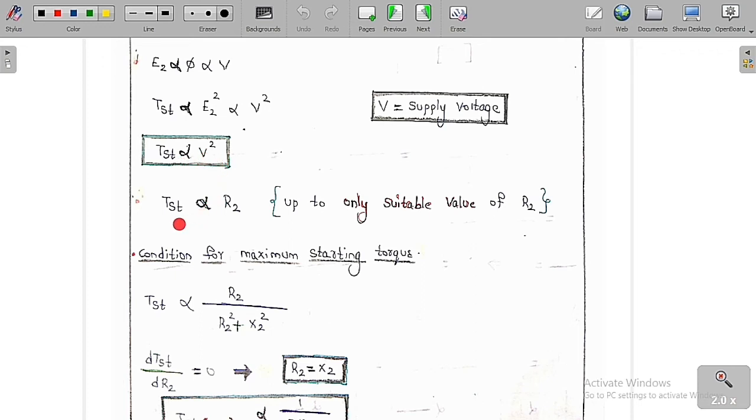So starting torque is also directly proportional to R2. You can see clearly through the expression, because starting torque is equal to 3 into 60 by 2 pi capital NS into E2 square into R2 by R2 square plus X2 square. So starting torque is directly proportional to rotor resistance, but only up to a suitable value of R2. Whenever the rotor resistance increases, the starting torque increases. This is the thing that you always have to remember. So whenever the rotor resistance increases, the starting torque increases up to only a suitable value of the resistor R2.